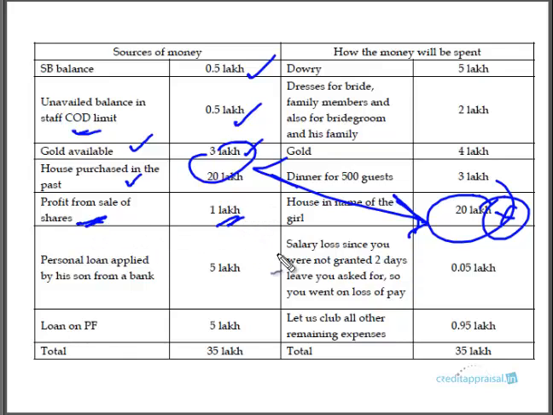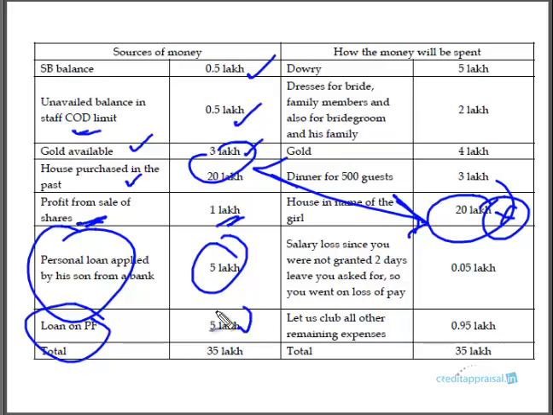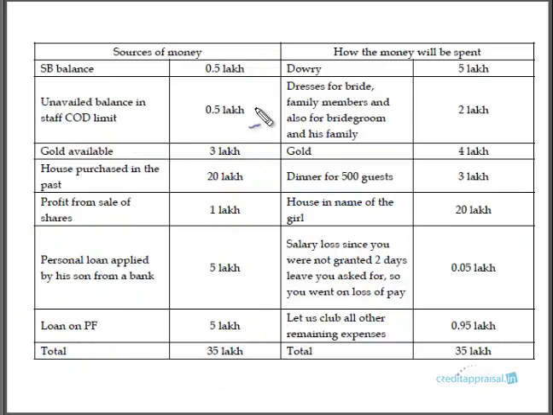He will realize some 1 lakh. And then a personal loan. He also has a son. So his son has applied for a personal loan in his own name. So some 5 lakhs is obtained. And on his provident fund, some loan is applied. So you can see here, this requirement of 35 lakhs, he's planning to meet from various sources. So once again, this is what a balance sheet says.